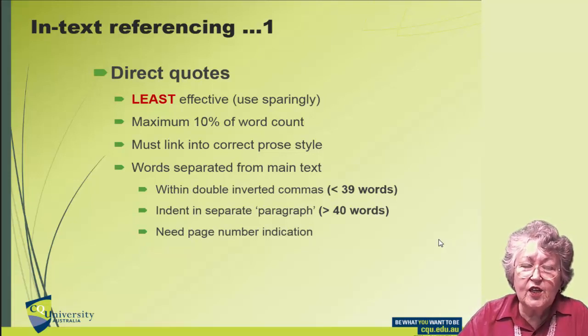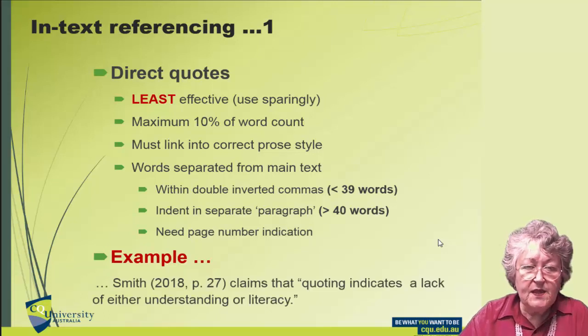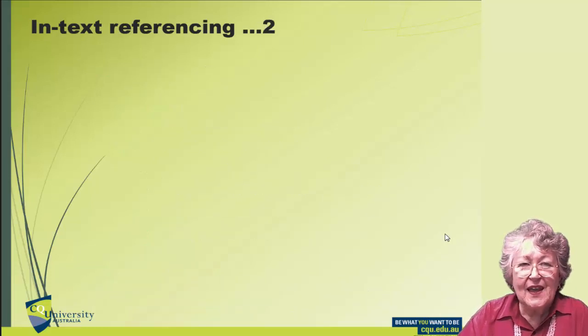If you are quoting directly, you must supply a page number. Without one, your quote is automatically invalidated. And here's an example. Smith 2018, comma, which is the APA format, P.27 claims that quoting indicates a lack of either understanding or literacy. By the way, I'm making up these examples. You won't find them in real life.